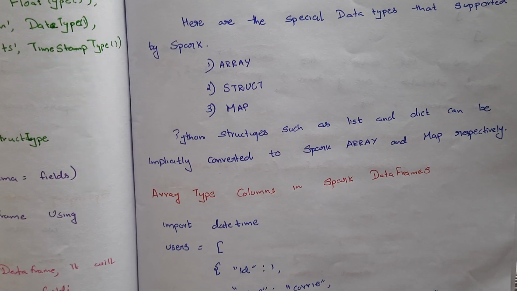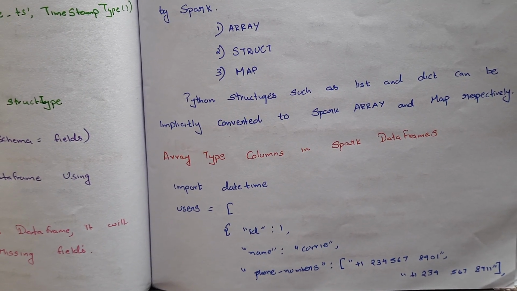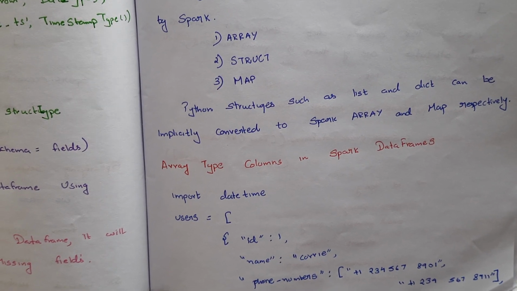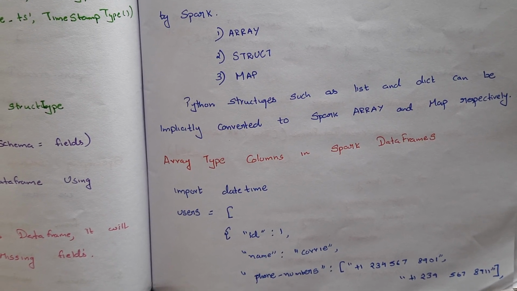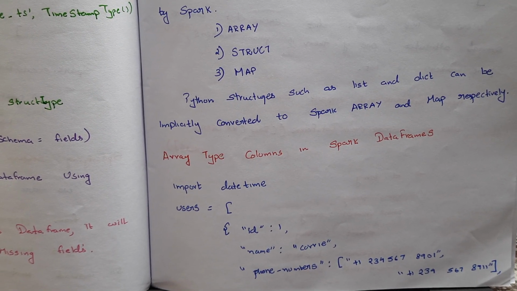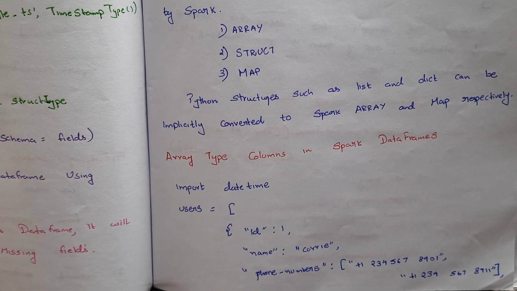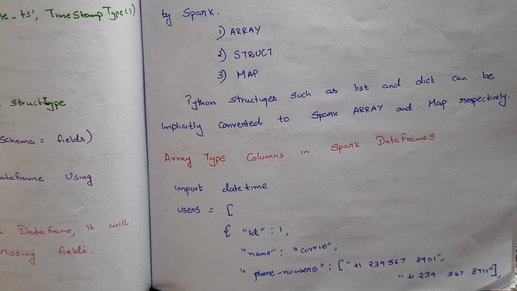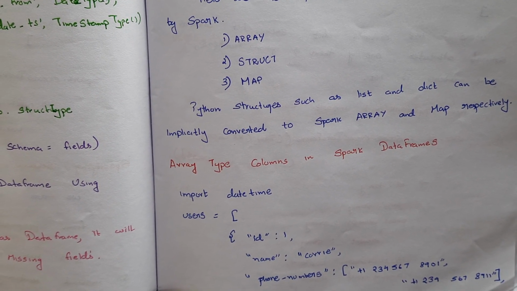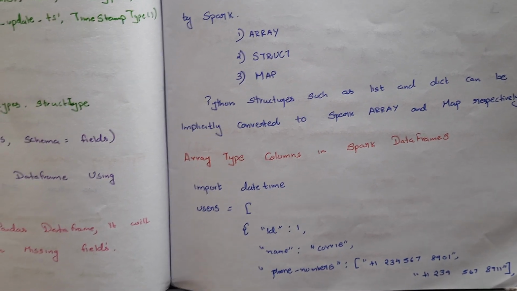So let's see, we'll have one user data here. I'm importing datetime for supporting date fields. Then I have a users variable which is nothing but a list of dict values. In the first dict I have the user details like id, name, and also a field like phone number which is nothing but a list of strings inside that. So this is nothing but an array here. We are referring to it as an array. So inside the phone number I have a list with two phone number string values inside it.